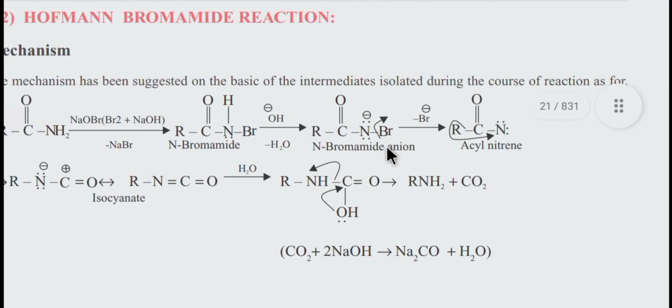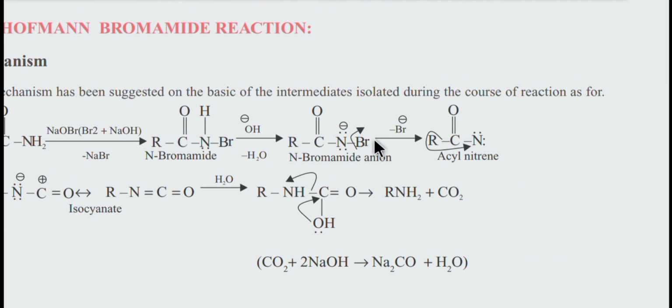Once again, bromine is an electronegative element, so it will be lost as a bromide ion, a bromide anion, and a nitrene will be produced, because the nitrogen will have two lone pairs. And once again, this alkyl group shift will occur.